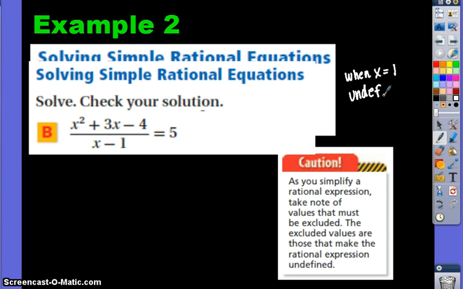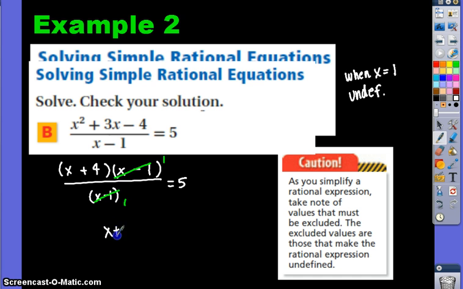All right, so let's go ahead and start factoring this. We need numbers that will multiply to 4, but add up to 3. So that would be a 4 and a 1. We want a positive 3, so we want the 4 to be positive, the 1 to be negative. Then we have an x minus 1 in the denominator, and that equals 5. x minus 1 over x minus 1 is going to simplify into 1s. So at this point we have x plus 4 equals 5, take away 4, take away 4, x is equal to 1.